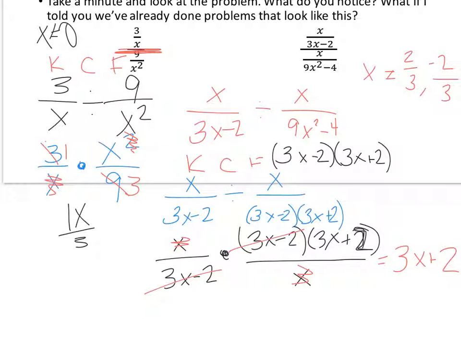One thing I did forget to do is, after the keep, change, flip, I need to add into the domain again. So once I flipped it, I was left with this plain old x on the bottom, which means x can also not equal 0. So I'm going to shove that back up there with the domain. So that's similar to the problem which you'll see on your homework.